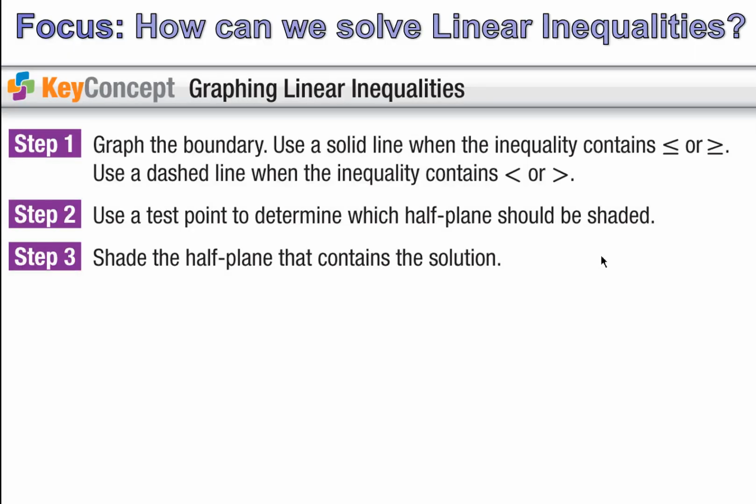So we graphed the boundary line. In this case, since the inequality sign was y is less than negative 3/2 x plus 6, we used a dashed line. We plotted a few test points, some above the line, some below the line, and one on the line, to determine that below the line should be shaded. So we shaded the half plane where the points made the inequality true.